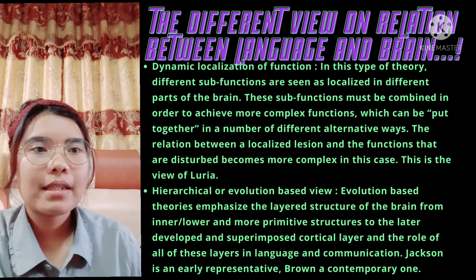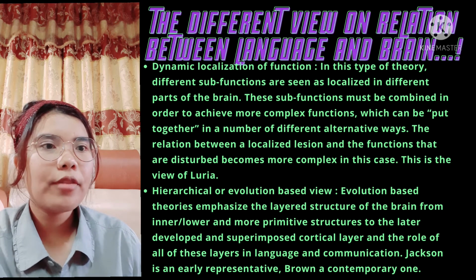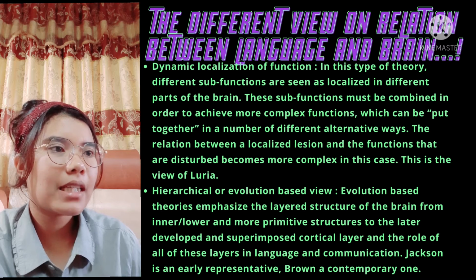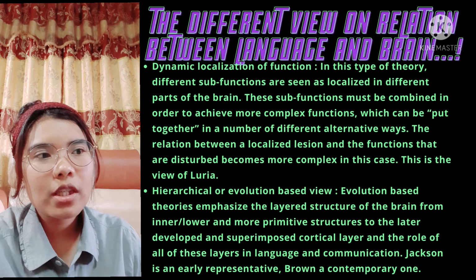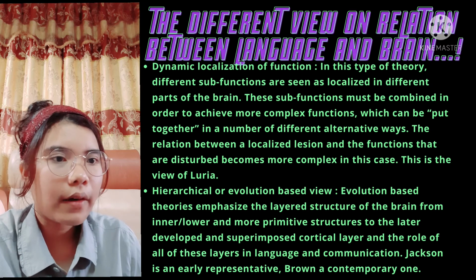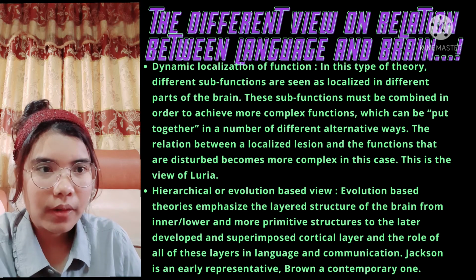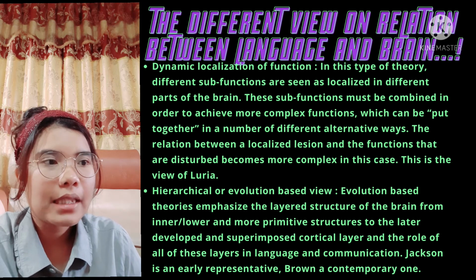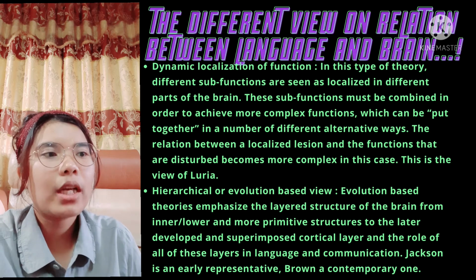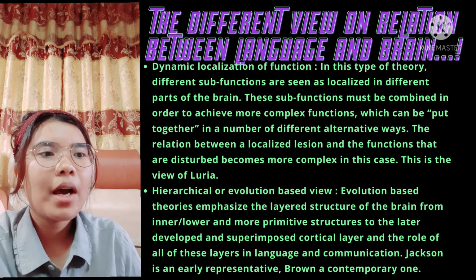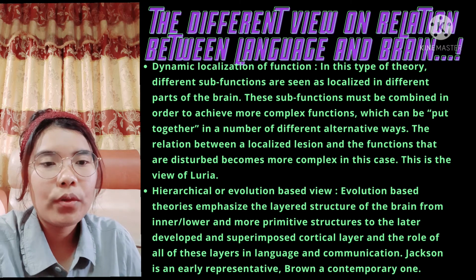And the third is dynamic localization of function. In this type of theory, different subfunctions are seen as localized in different parts of the brain. These subfunctions must be combined in order to achieve more complex functions, which can be put together in a number of different alternative ways. The relation between a localized lesion and the functions that are disturbed becomes more complex in this case. This is the view of Luria.